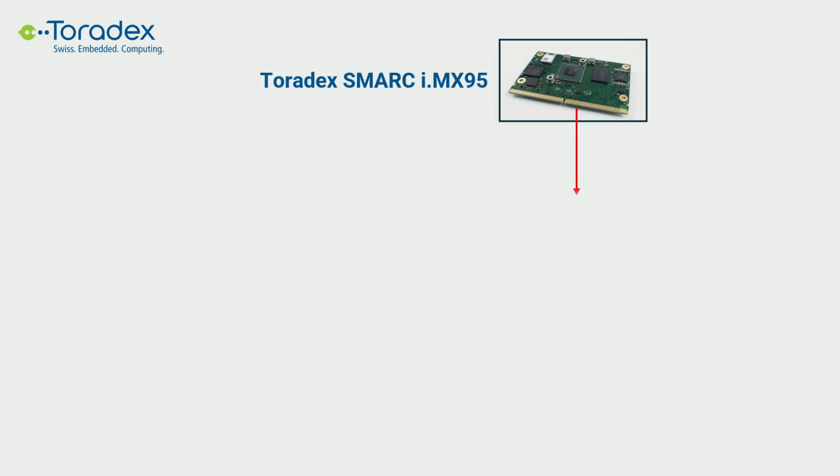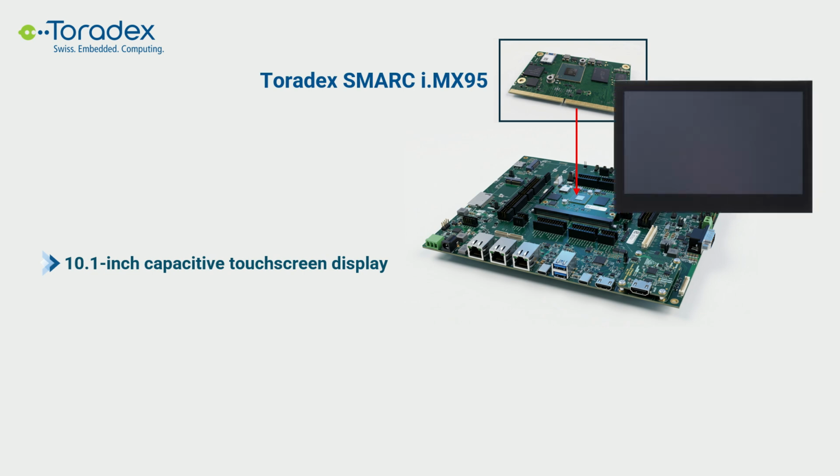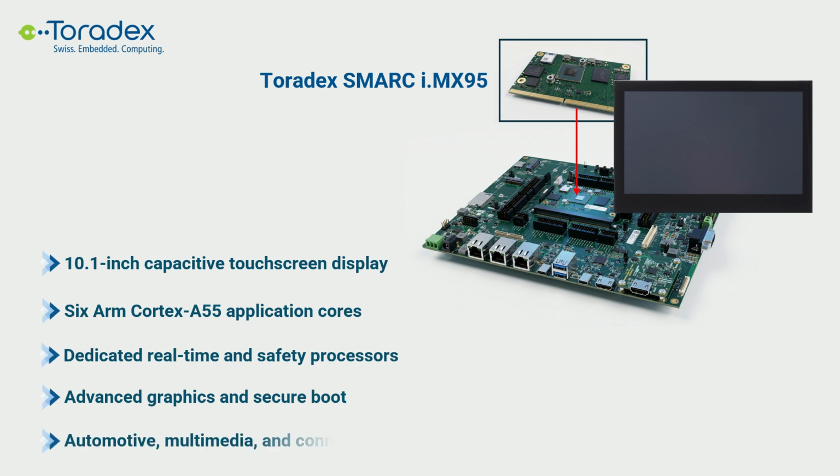At the hardware level, the solution is built around the Toradex SMARC i.MX95 development kit and its 10.1-inch capacitive touchscreen display. The SMARC i.MX95 system-on-module combines 6 ARM Cortex-A55 application cores with dedicated real-time and safety processors, advanced graphics, secure boot, and support for demanding automotive workloads. The SMARC development board exposes a wide range of automotive, multimedia, and connectivity interfaces. Together, they provide a flexible foundation for developing and evaluating Android automotive applications.